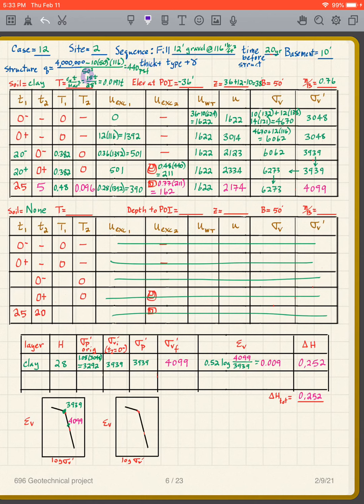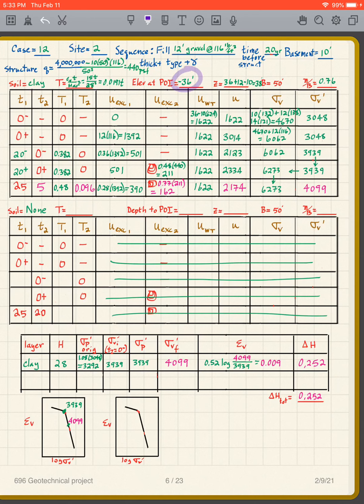My C sub V for this clay, this is site 2, so there's only the clay, is 15. The HDR, it's single drainage. The thickness is 28 feet, so HDR is 28. And so I get this expression for my capital T.